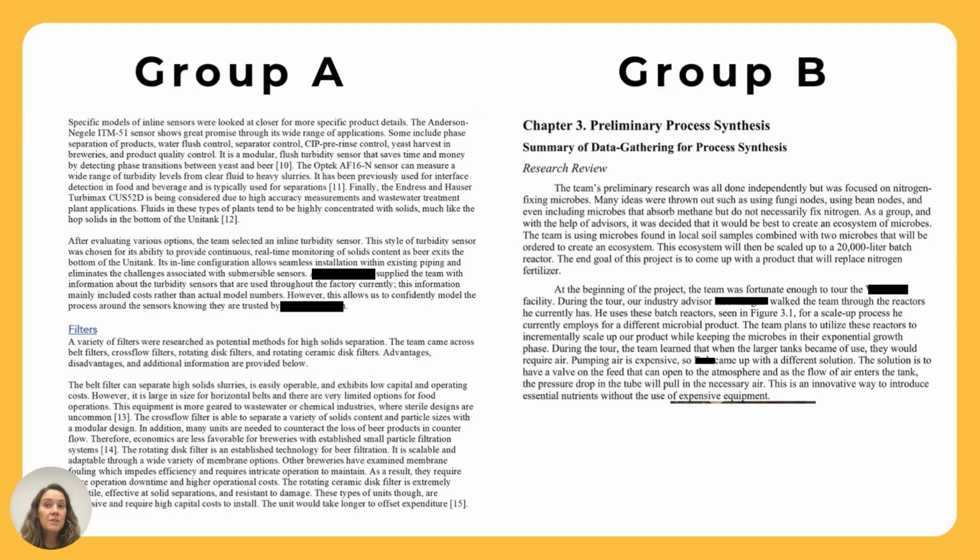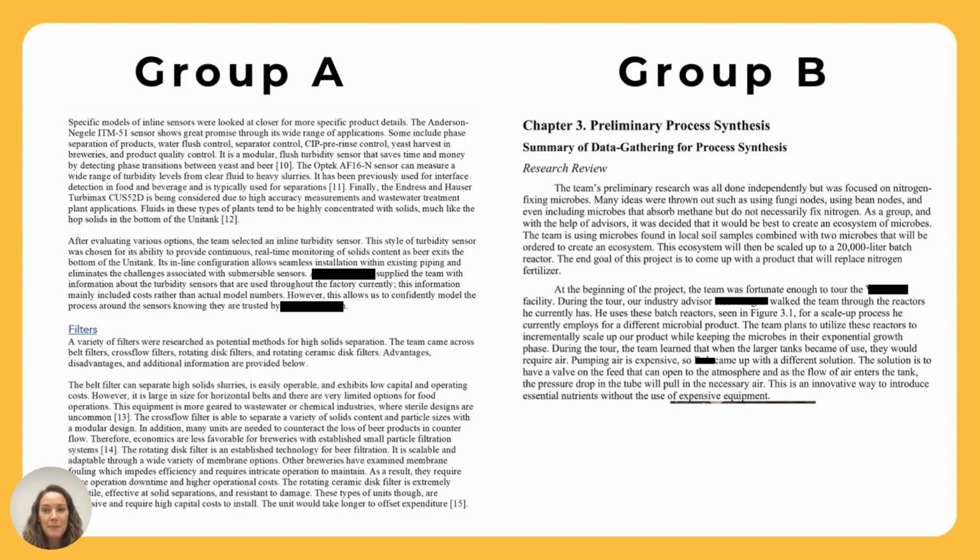Looking at these same two groups, let's shift our focus to the research review. This is only a portion of Group A's research review. In total, they have 5 sections that they've divided up by categories. The top portion is a continuation of turbidity sensors from the previous slide, and then you can see the filters section there. Then looking at Group B, they have just 2 paragraphs for their research review. Which one is stronger and why?